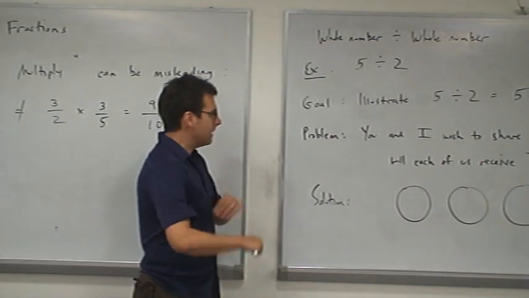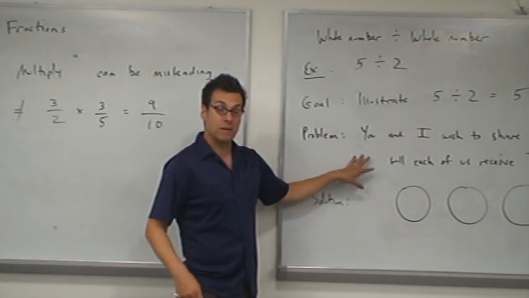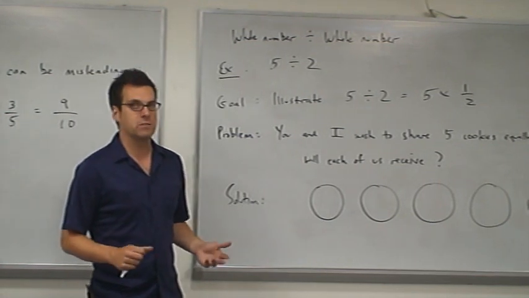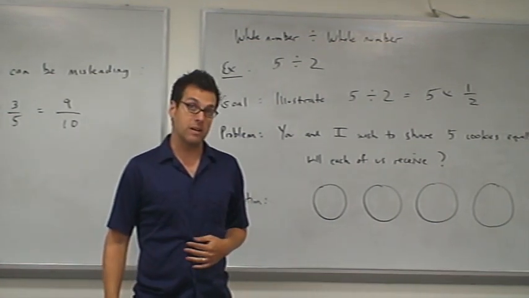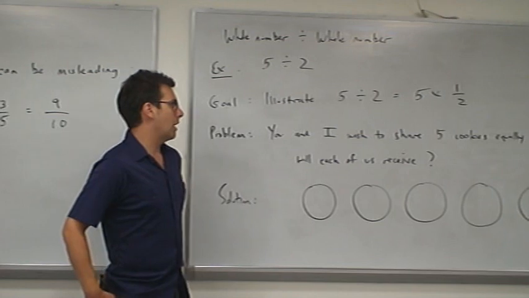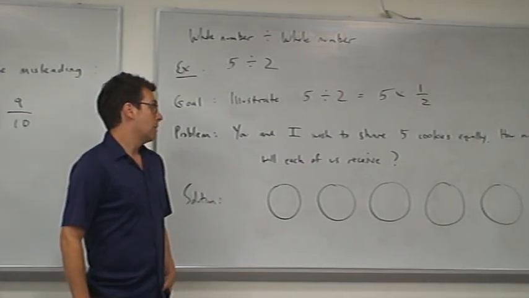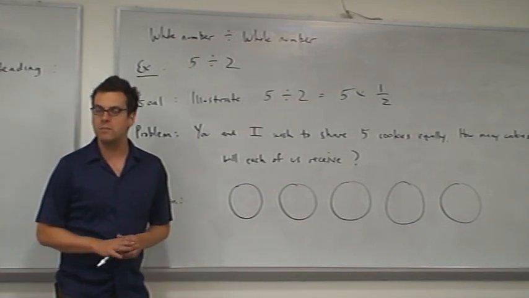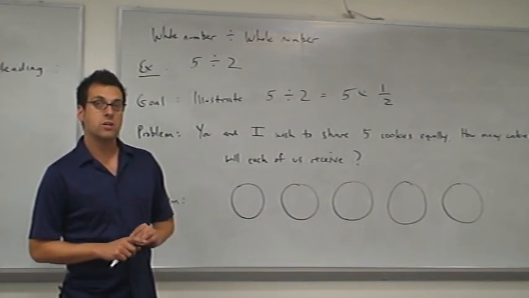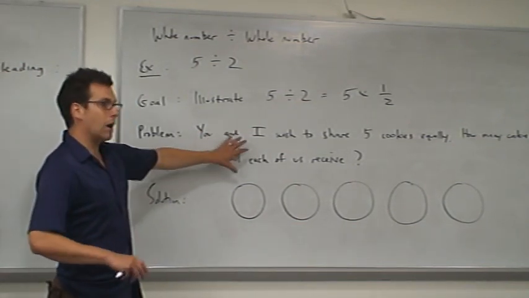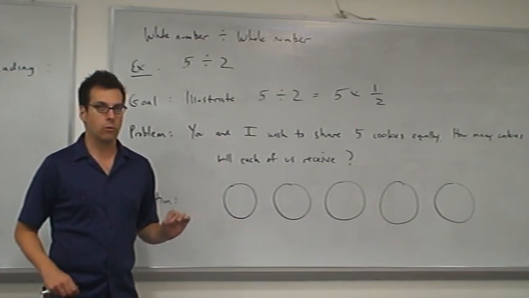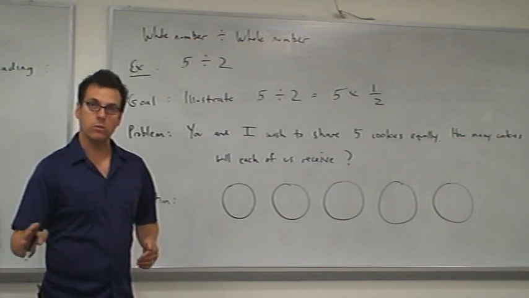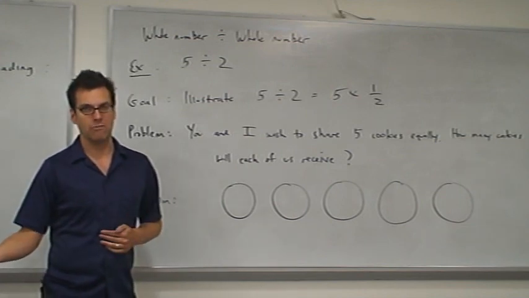So we might start by coming up with a word problem that clearly represents partitive division for 5 divided by 2. So for example, you and I wish to share 5 cookies equally. How many cookies will each of us receive? Again, students at this point have enough experience with division to recognize that this problem is solved with the arithmetic 5 divided by 2. Again, there are 5 things. You're going to split them equally 2 ways. That's a division problem, 5 divided by 2.